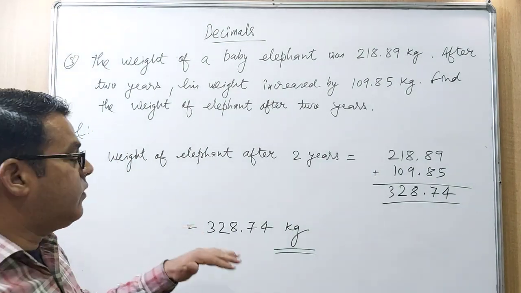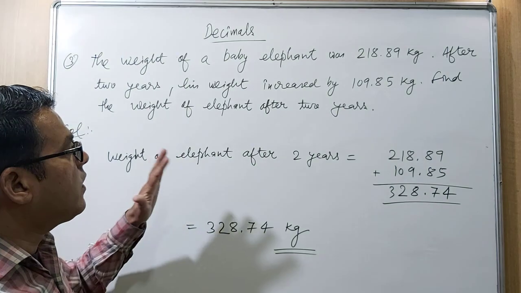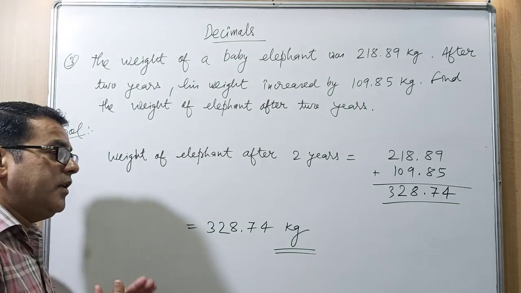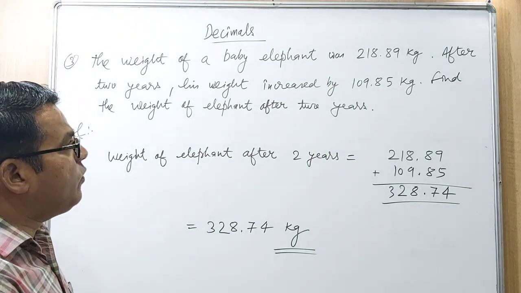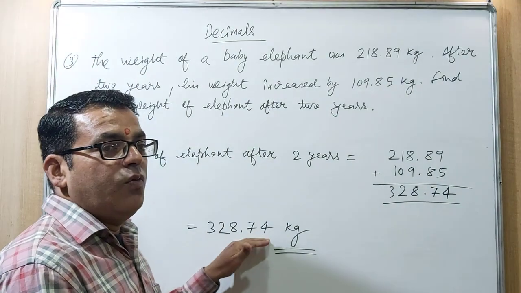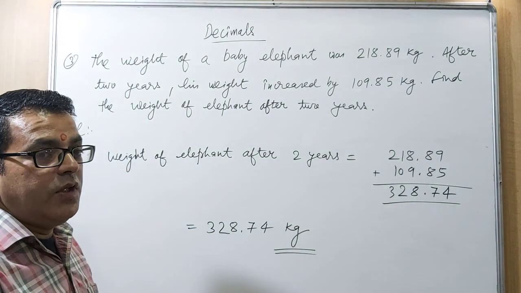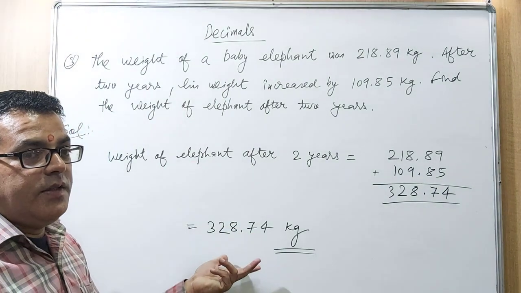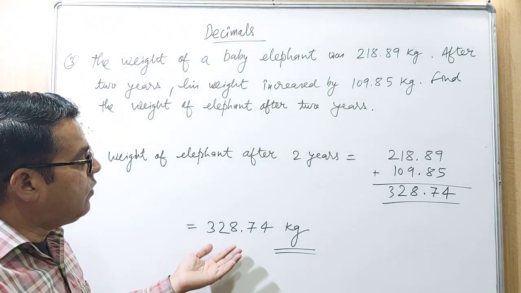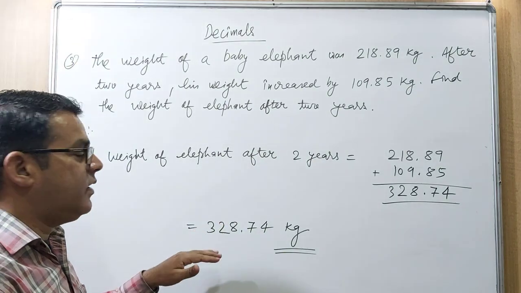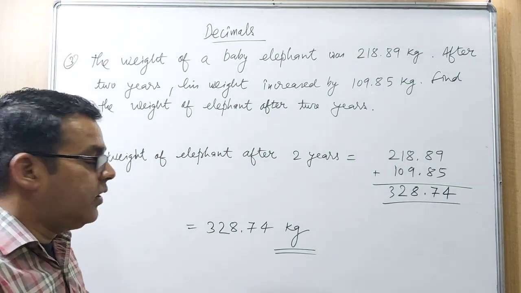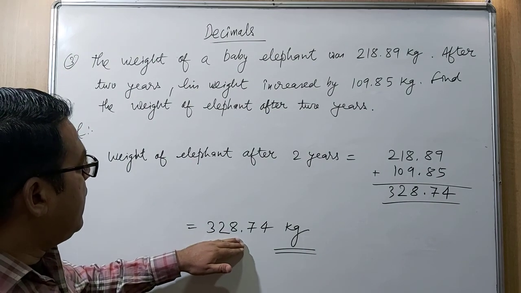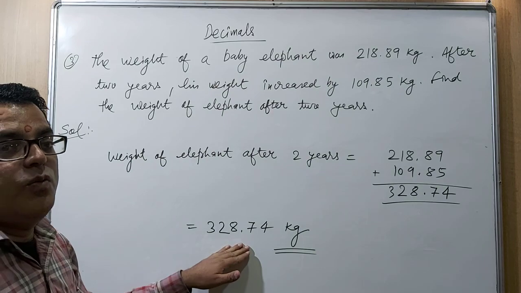You have to write it. This is very important in mathematics. If you are solving any word problem, you need to write your answers in a proper format. Format means you need to write the unit that is used there. If it is in gram, you have to write gram. If it is in kg, you have to write kg. Whatever unit is given there, you need to express your answer in that unit also. So after 2 years, the weight of the elephant will be 328.74 kg. Hope you understand now.